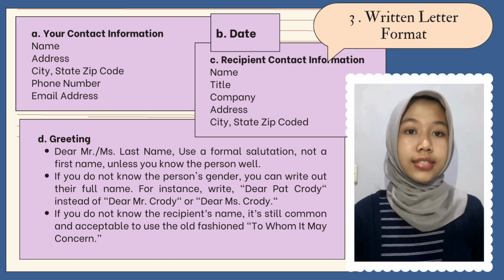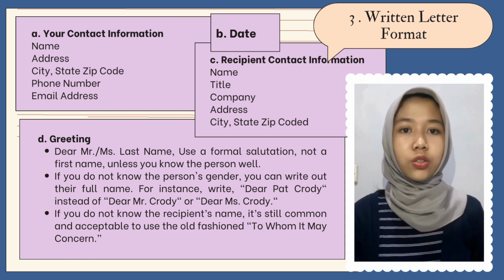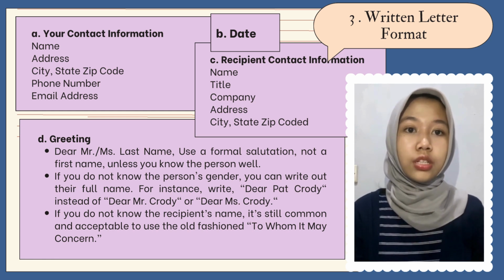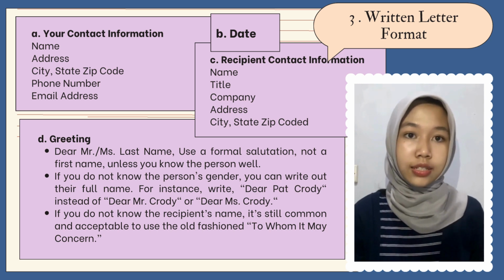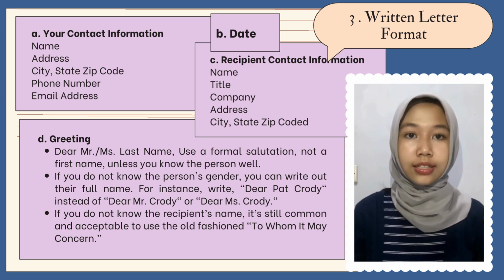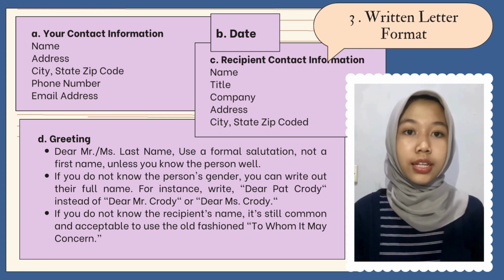The second is date. Directly below your contact information, the date it's written is crucial for correspondence tracking and context. This should also be aligned to the left, maintaining the formal structure of the letter. The third is recipient contact information. This section mirrors your contact details but is for the person you are writing to.